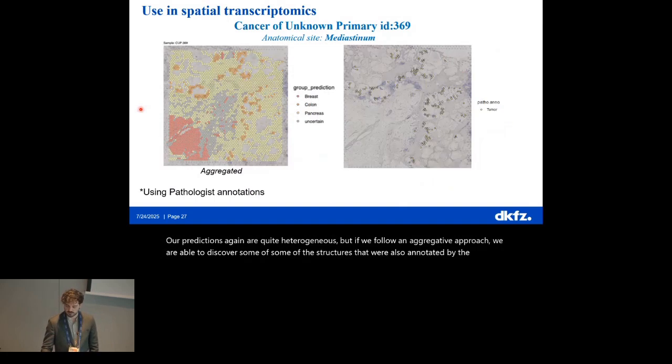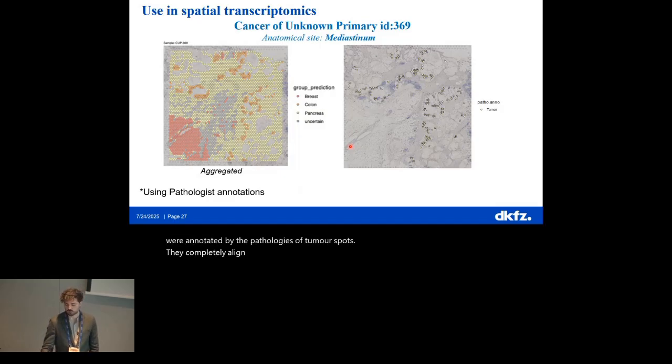And the interesting thing in this case is that if you take a look at the spots that were annotated by the pathologists as tumor spots, they completely align with a prediction of colon cancer. So in this case, we believe that this sample might be colorectal, coming from colorectal cancer.